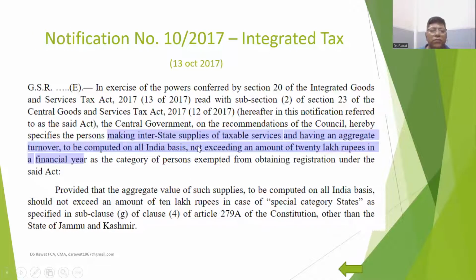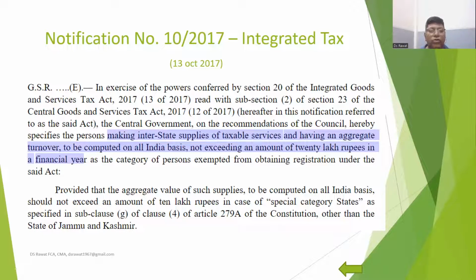In interstate, there is a government exemption notification which says if you are providing services and that services value does not exceed 20 lakh rupees in a financial year in a normal state, then you need not take registrations. Therefore, service providers who are providing interstate services up to 20 lakh need not take registrations. If it is more than 20 lakh rupees, then they have to take registrations.